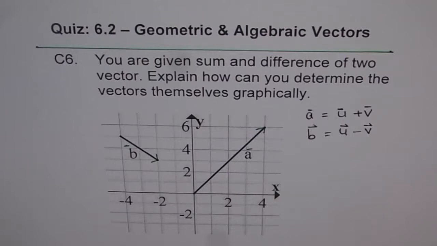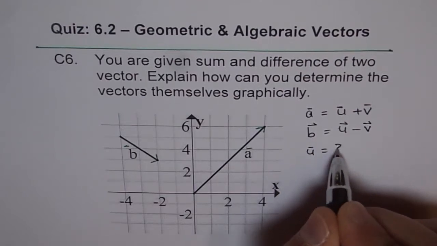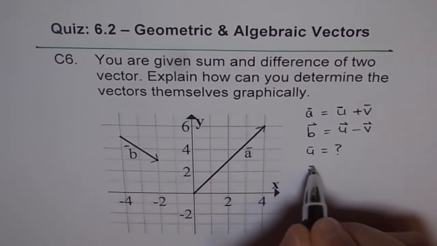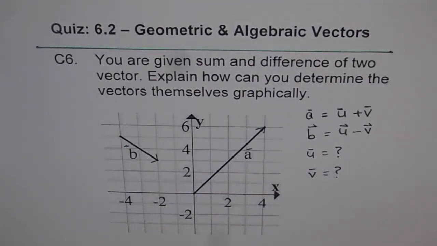Now you have to explain how you can find U and V. That means you need to find what is vector U and what is vector V. So this is the question, right? So try to understand, analyze and answer the question, right? So have a good look. Now here is my suggestion.